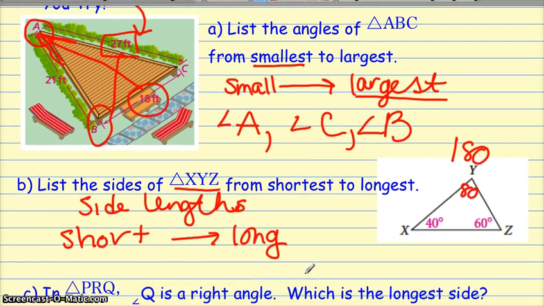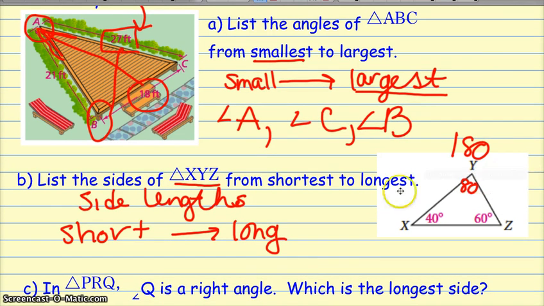If I want the shortest side, it needs to be across from the smallest angle. 40 is the smallest angle, so if I go across from that, that means side YZ is the shortest side. The longest side is going to be opposite the largest angle. Well, out of 40, 60, and 80, 80 is the largest angle. So that means across from it is the longest side.